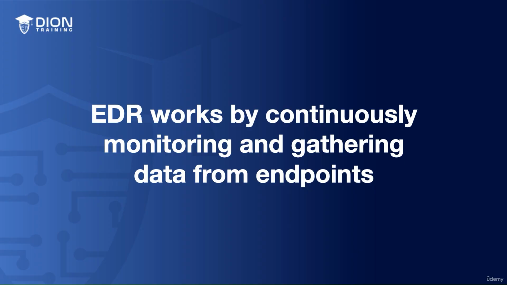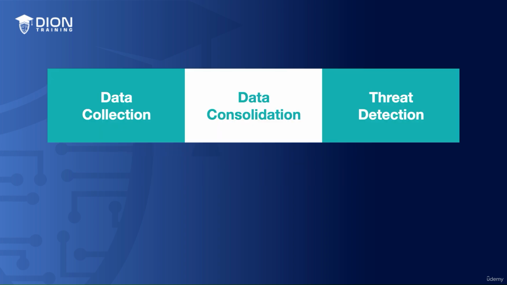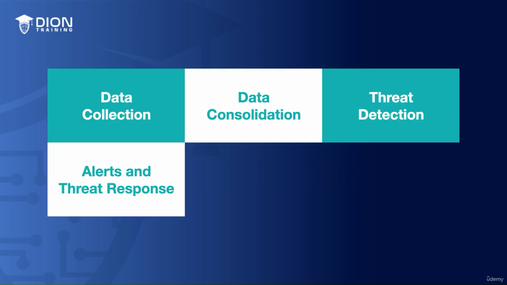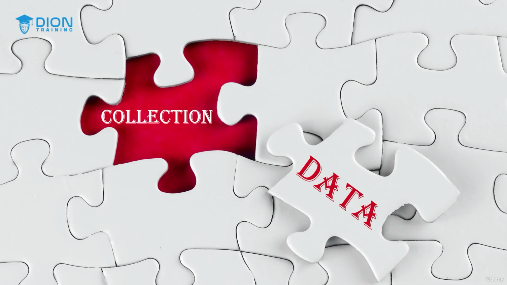So how does endpoint detection and response work? Well, EDR works by continuously monitoring and gathering data from endpoints that could indicate a threat by following a 6-step process of data collection, data consolidation, threat detection, alerts and threat response, threat investigation, and remediation. The first step is data collection. The endpoint detection and response process begins by performing data collection from all of the endpoints.